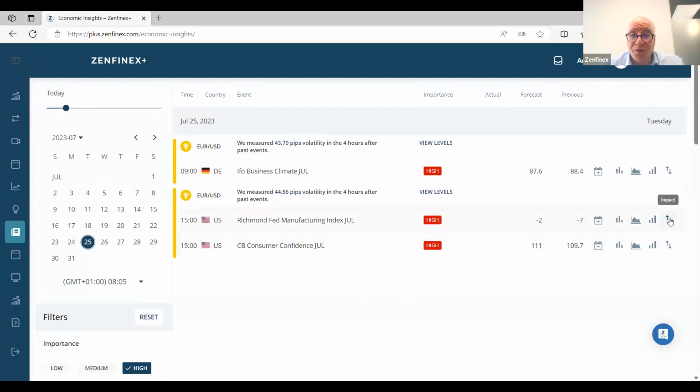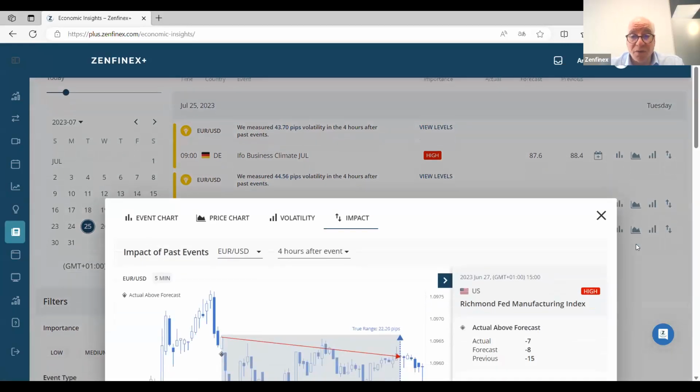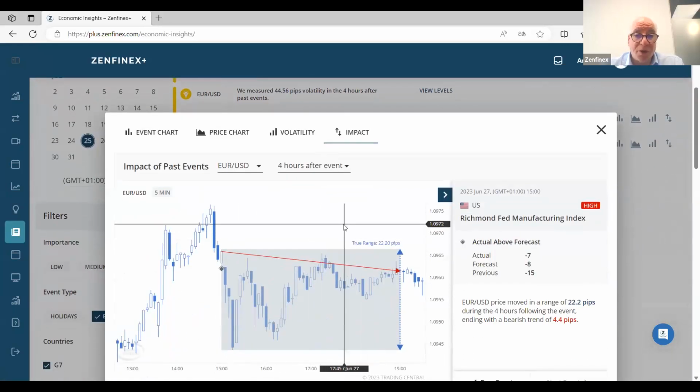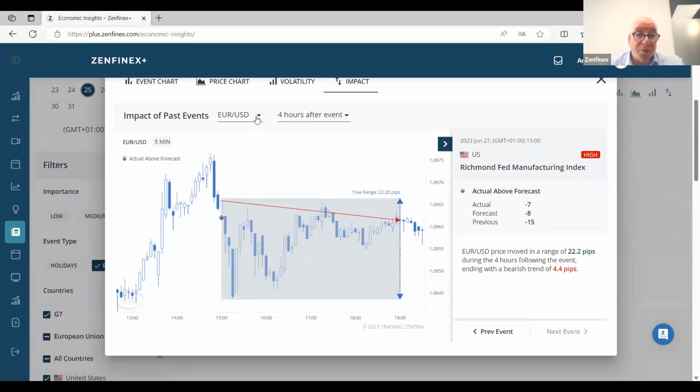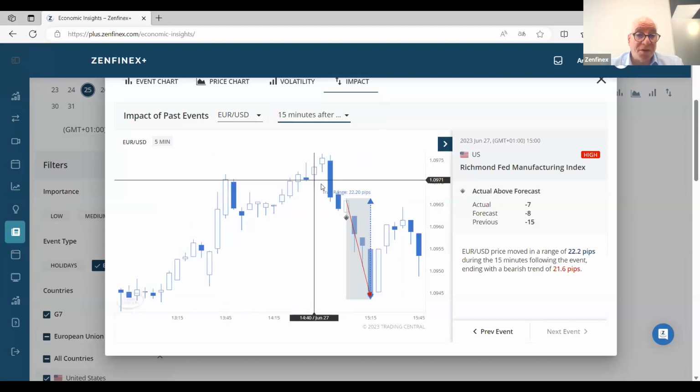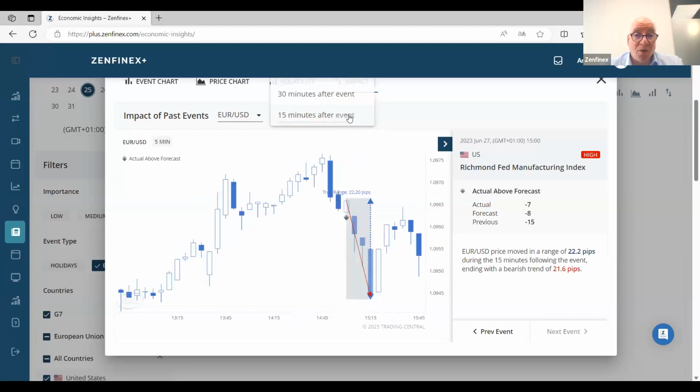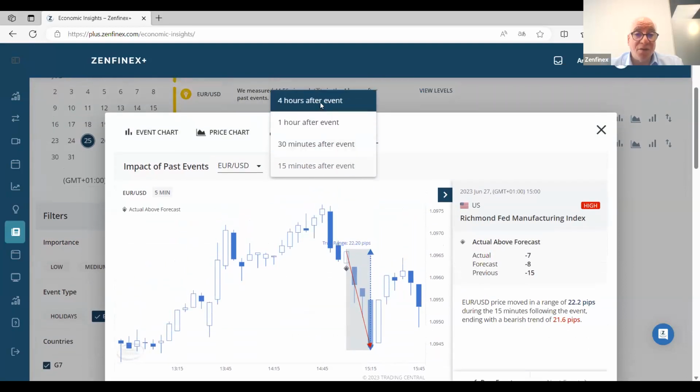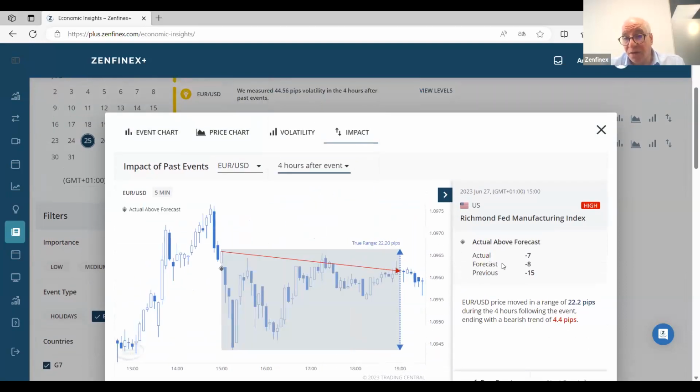As I've gone through this many, many times in the previous videos, it has a very cool feature where we can look at past news announcements and the impact they had on the euro dollar or other currencies. We can look at the impact after the news, whether it's short term, 15 minutes after the news, or a bit later, 4 hours after the news. If you can learn how to use this tool, it will be advantageous to you.